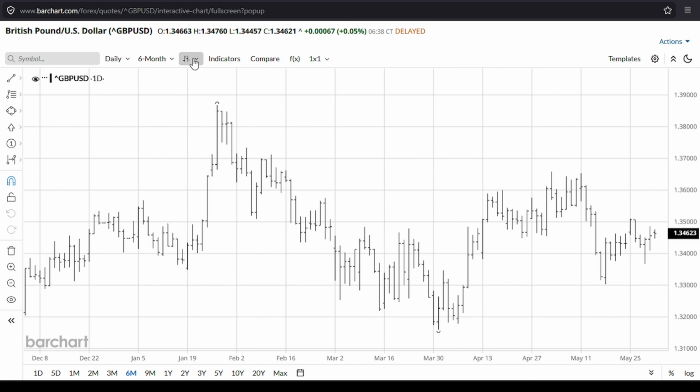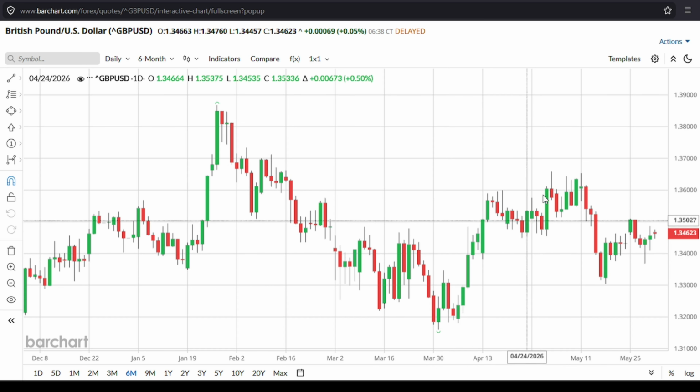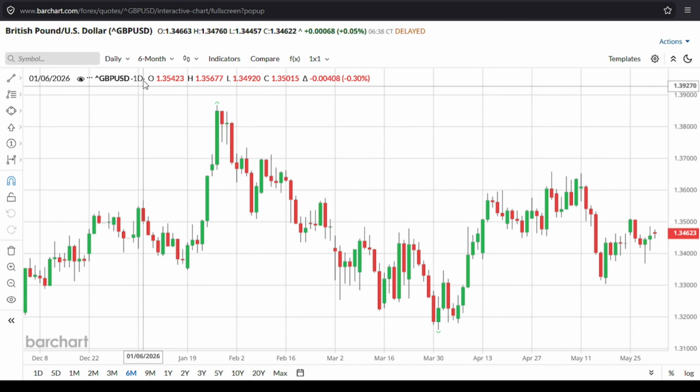First, let's change this to a candlestick chart. Now we have a candlestick chart. And what I'm going to focus on is to use the 6 months. Here, we can select the time frame we want to look at, either the 1 minute, the 5 minutes, the 10 minutes, the 15 minutes. I'm going to focus on the daily time frame because my plan is to get a daily bias for each day. And I'm going to use 6 months worth of data.